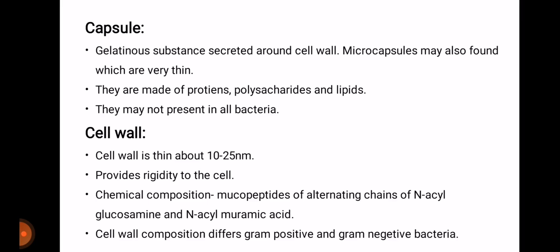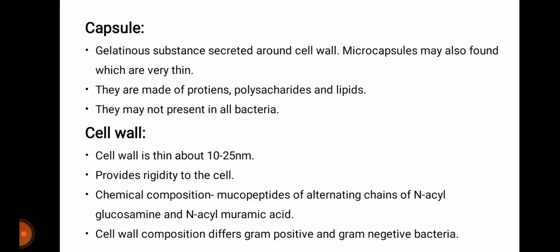So, in many bacteria, that is Diplococcus, Pneumococcus, a viscous or gelatinous substance is secreted surrounding the cell wall, that is called as capsule. Usually capsules are thick and sharply defined. In some cases capsules are too thin and they are called as microcapsules. In Leuconostoc, the viscous substance is very loose and undemarcated and is known as slimy layer.